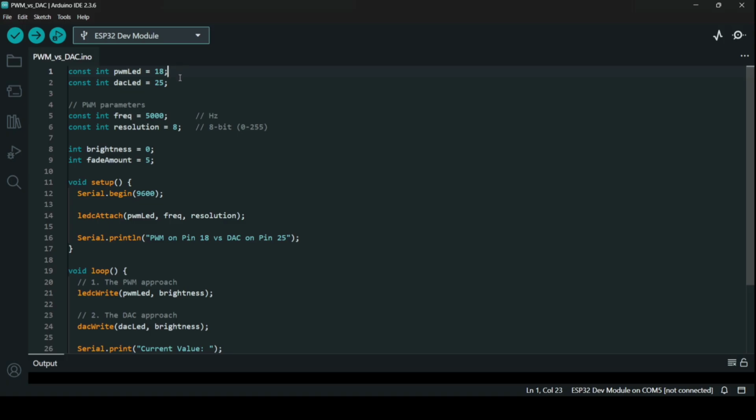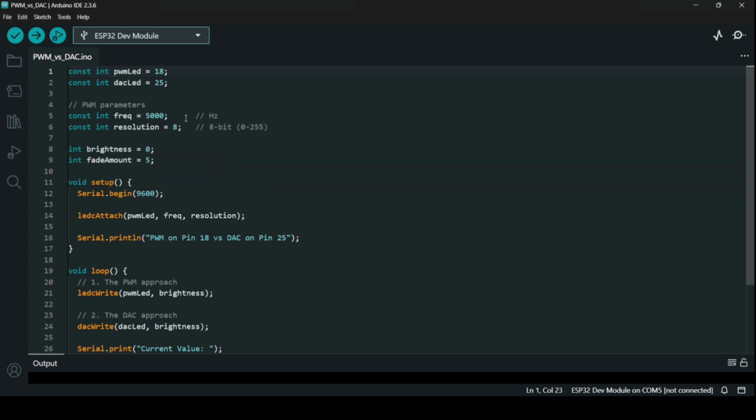Now let us understand this program, which consists of both PWM as well as DAC. The PWM LED is connected to GPIO number 18 and the DAC LED is connected to GPIO number 25, because on the ESP there are only two pins, 25 and 26, which are used for DAC. And here are the PWM parameters.